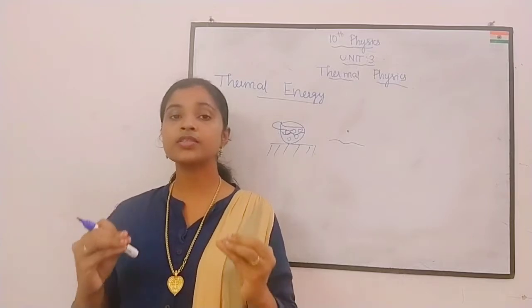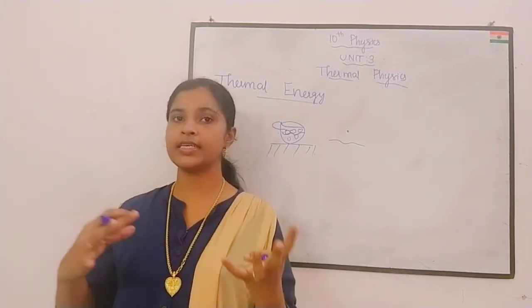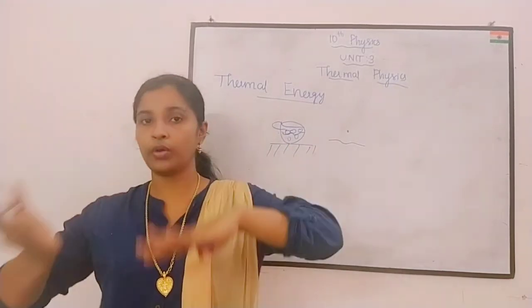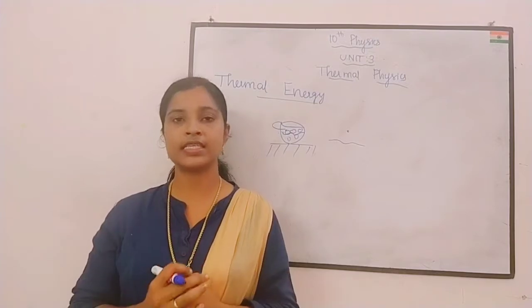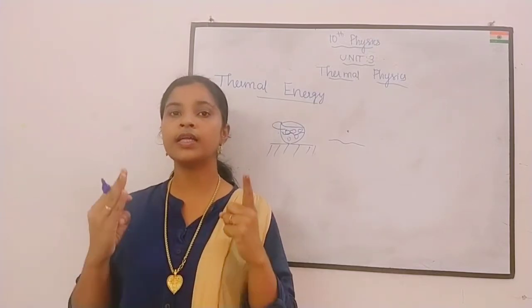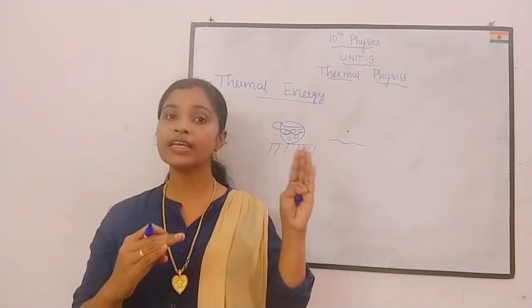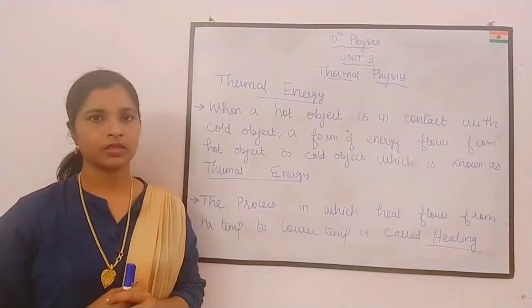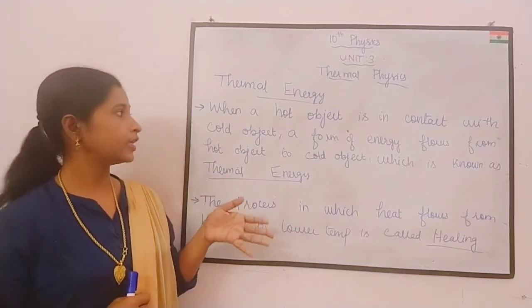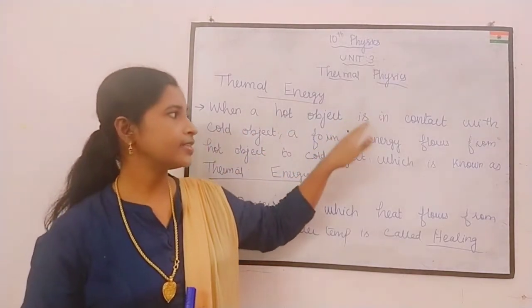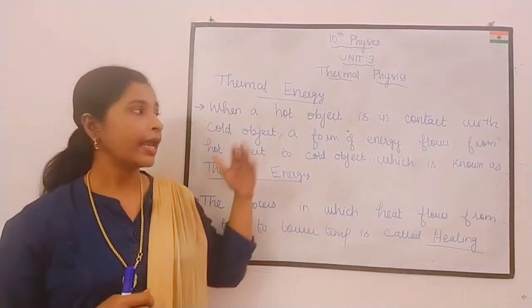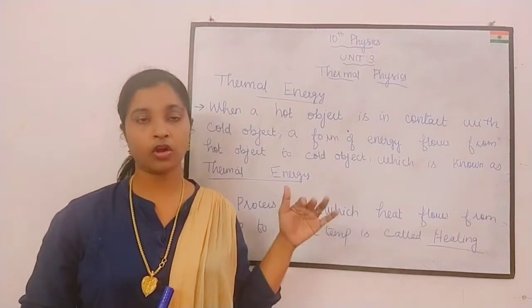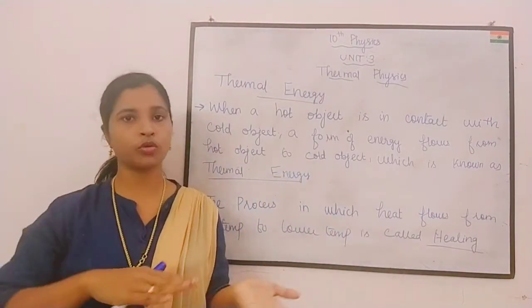This is the transfer of energy from the object, from higher to lower. This transfer of heat energy is called thermal energy. This is the definition of thermal energy: when a hot object is in contact with a cold object, a form of energy flows from the hot object to the cold object. Always the energy flows from higher temperature to lower temperature.